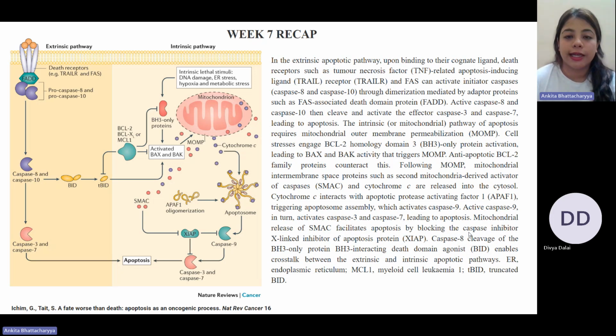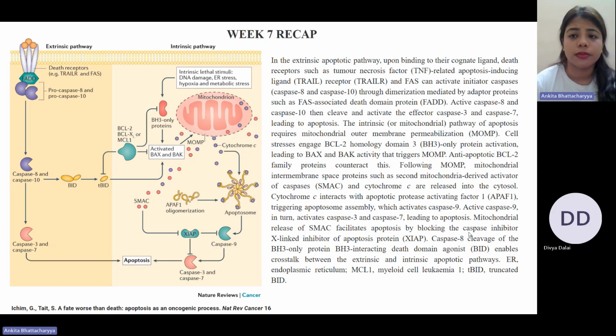So in the extrinsic apoptotic pathway, I'm reading out the legend right now. Upon binding to the cognate ligand, we have death receptors such as TNF or tumor necrosis factor related apoptosis inducing signals. So you either have TNF or you have TRAIL, both of which are being shown here, and you have FAS. All of these are different types of receptors, and these are cell surface receptors. Very naturally, they have to be present on the surface because the signal is coming from the outside, an external stimulus that comes in and binds to the cell surface receptor.